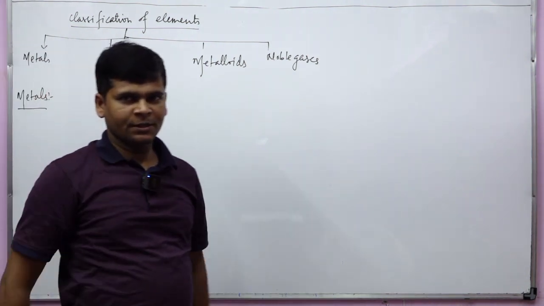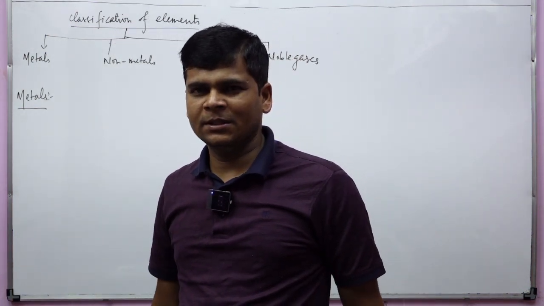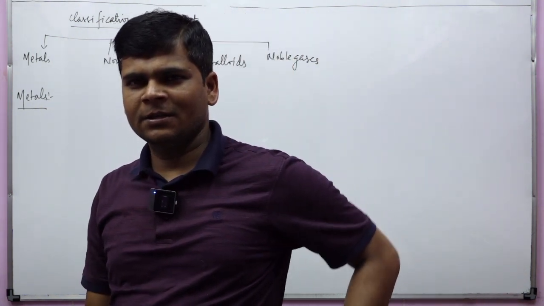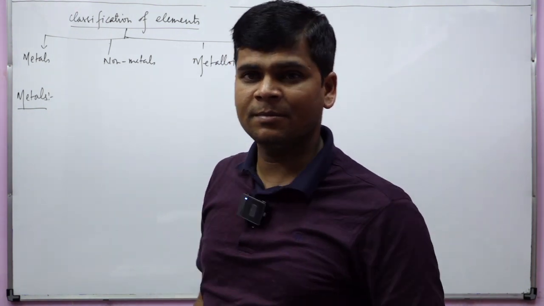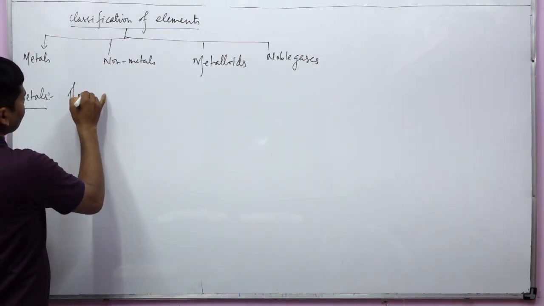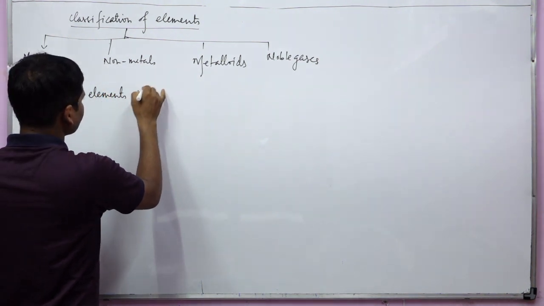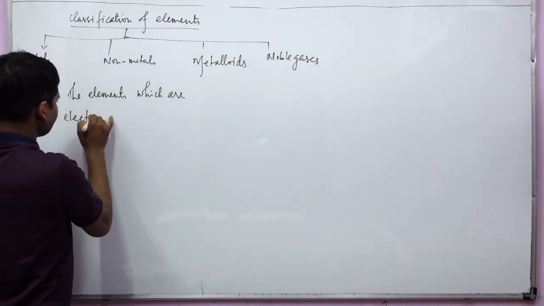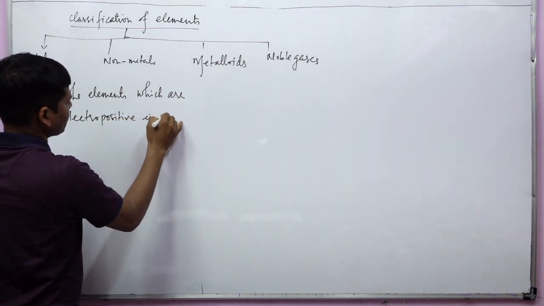When you study in class 9th or in higher classes, we don't say metals generally, we try to define that they are solid or they are good conductors. We don't define based on their properties, but we take some specific properties at a higher level. So metals are the elements which are electropositive in nature.